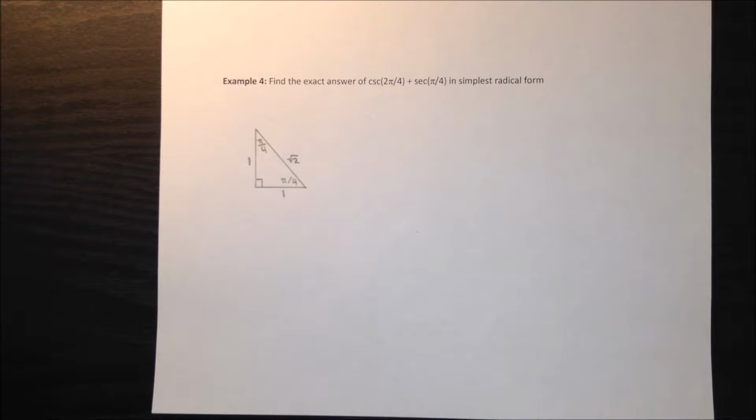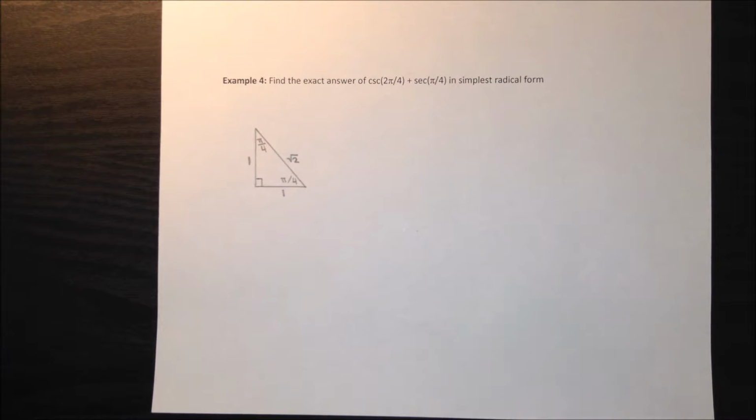So now let's look at example 4. Example 4 asks us to find the exact answer of cosecant 2 pi over 4 plus secant pi over 4 in simplest radical form. If we look at the two angles, we know that cosecant 2 pi over 4 and secant pi over 4 are both multiples of the angle pi over 4. Pi over 4 is an angle in one of our special triangles, as we can see right here. In order to find the sum, we must find the cosecant and secant values of pi over 4 and add them together.